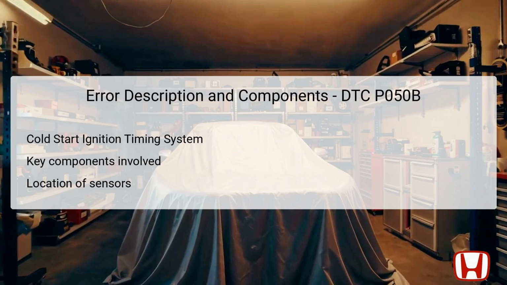Any dysfunction in these parts can lead to the P050B code, impacting the vehicle's ability to manage ignition timing during the initial startup phase. These components are primarily located within the engine bay, making them accessible for inspection and repairs. Understanding the roles and location of these components is essential in executing effective troubleshooting.